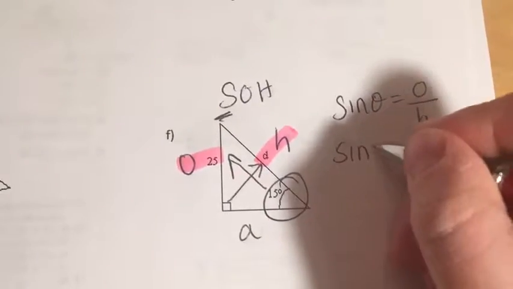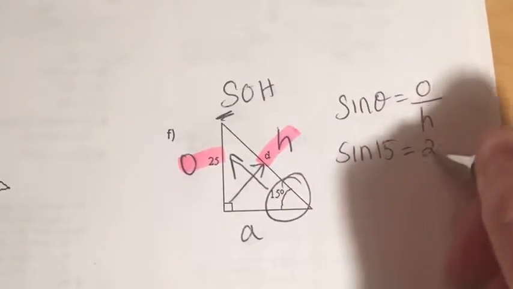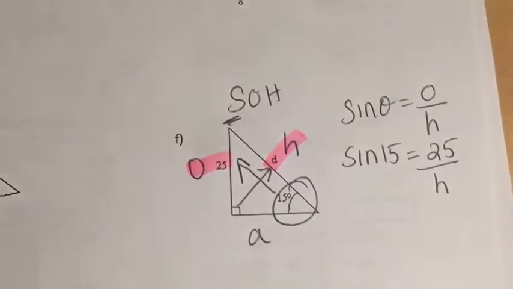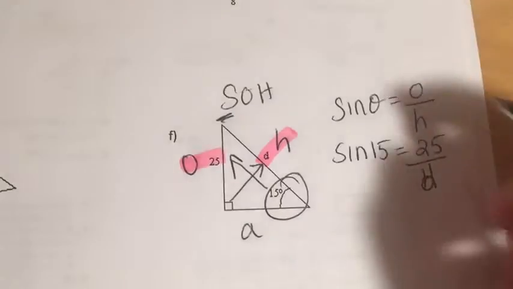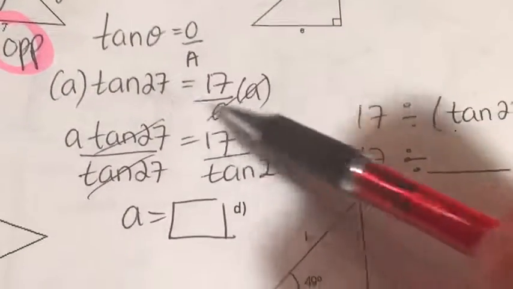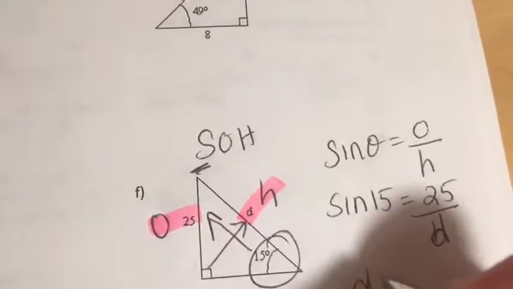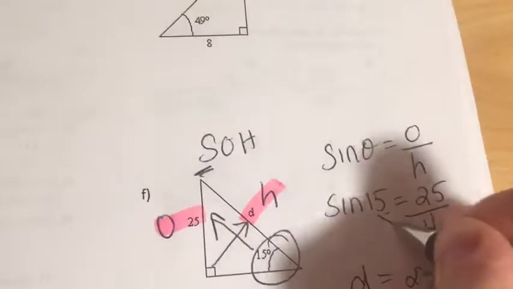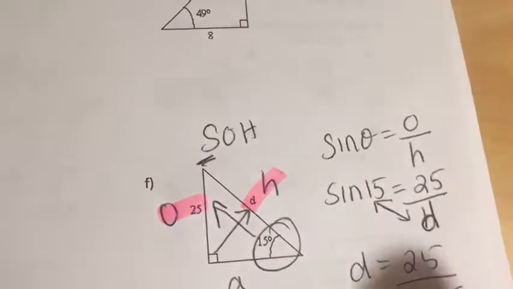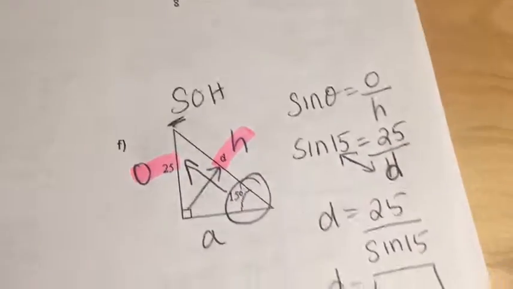Fill in what you know. I know the angle is 15. O is 25, and H is unknown, which we can actually call D because it's given as D. And one of the things you might have noticed up here in this example is if our letter is on the bottom, we actually just switch these. So D is going to be equal to 25 over sine of 15. Okay, so you're actually just switching these two values here, and you're going to get a value that way.